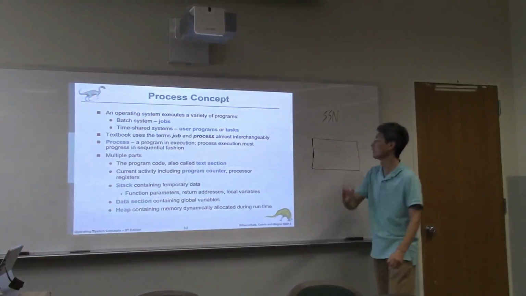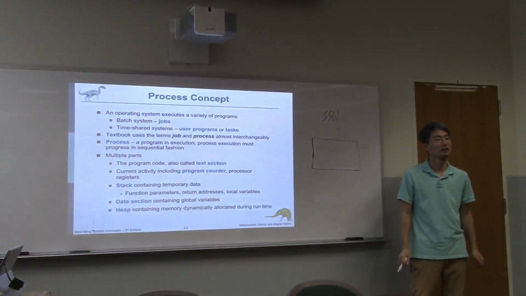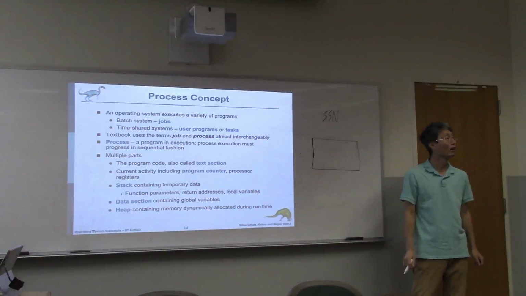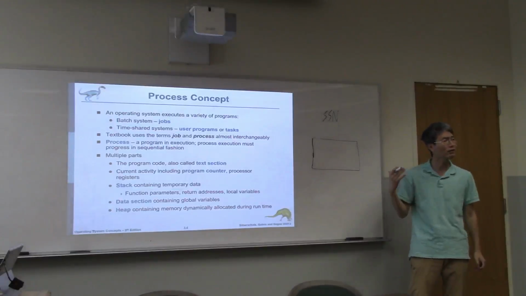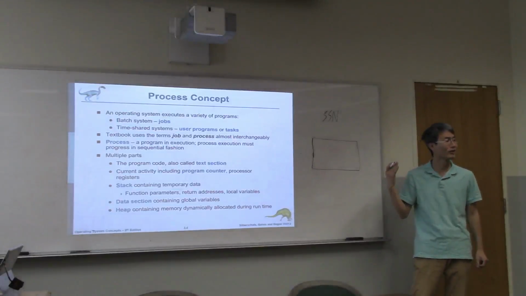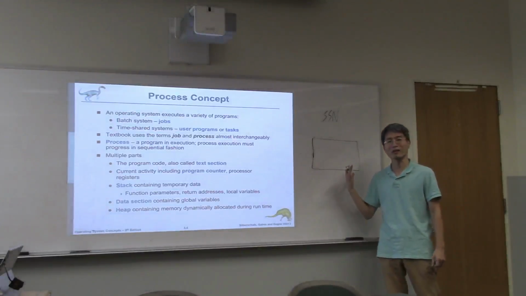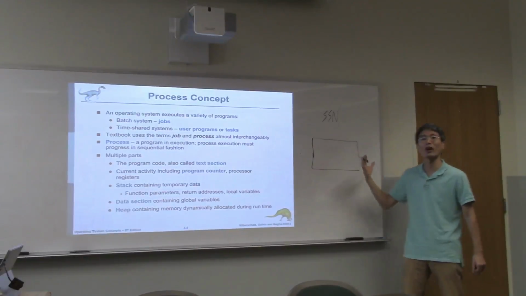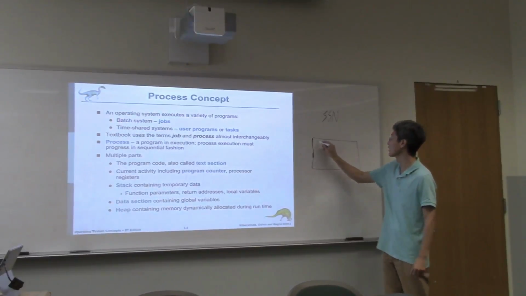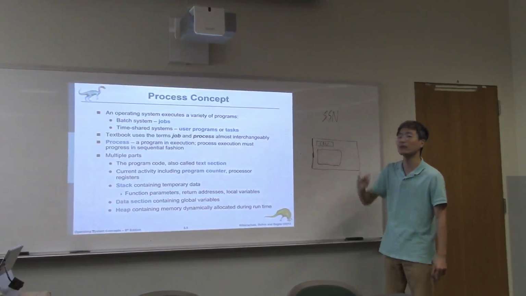This is what? What is this? I think I already asked you guys. Computer. It's a computer. In my class, the rectangle always represents a computer. So a computer has a CPU and also the memory.